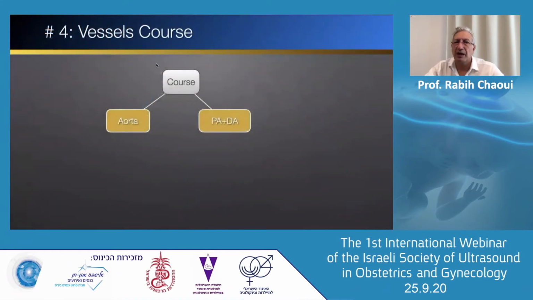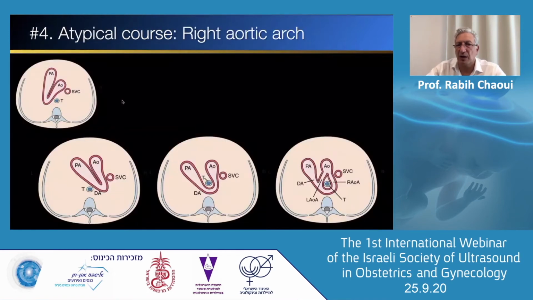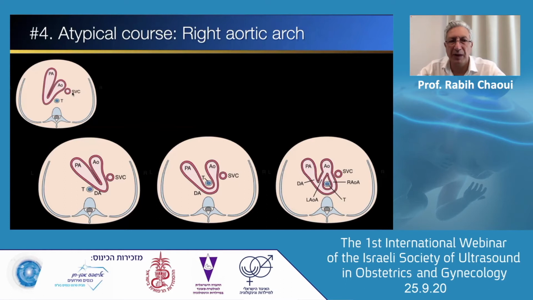Number 4 is the vessel course. The vessel course can be abnormal either in the aorta, pulmonary artery, or arterial duct. In general, by vessel course we mean the position relative to the trachea. And this is what was described by Yagel and Achiron many years ago. So let's focus on the trachea. The trachea is always just anterior to the spine. And this is what you can really see here.